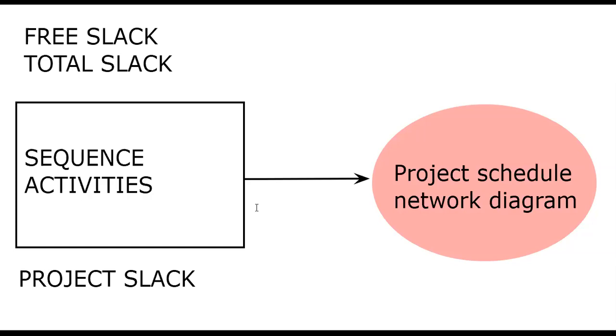I might be speaking Greek to some of you. Maybe you need to go read it up again. Total slack is the amount of time you can delay an activity without affecting the project, without delaying that end date of the project. And project slack is the amount of time you can delay a project without affecting the customer required due date. In other words, it's the difference between the customer required due date and the project end date.